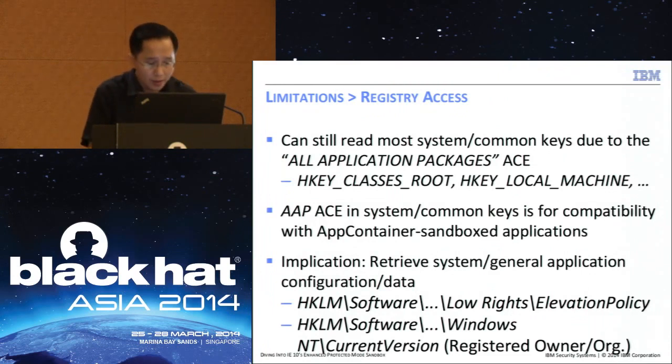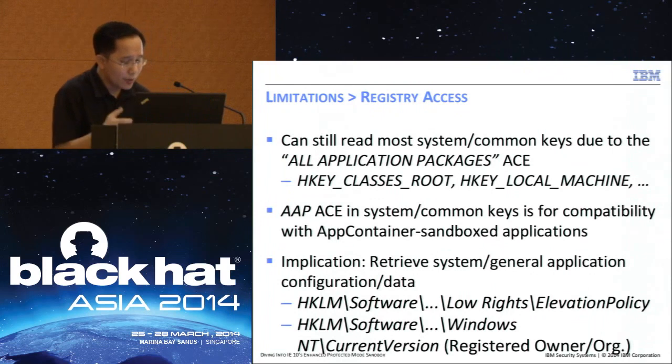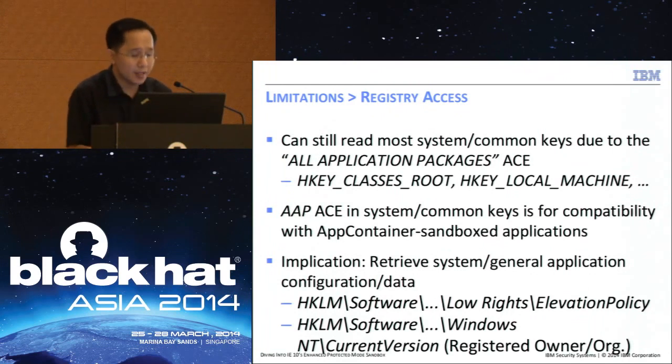In the registry, most system and common keys can also be read because of the All Application Packages ACE. Again, the reason for the All Application Packages ACE is compatibility with app container sandbox applications. This means that the sandbox code can retrieve system configuration information which can be used for future attacks. For example, code can enumerate the elevation policies and find out what the registered applications are that can be run in medium without prompt, and possibly attack those.